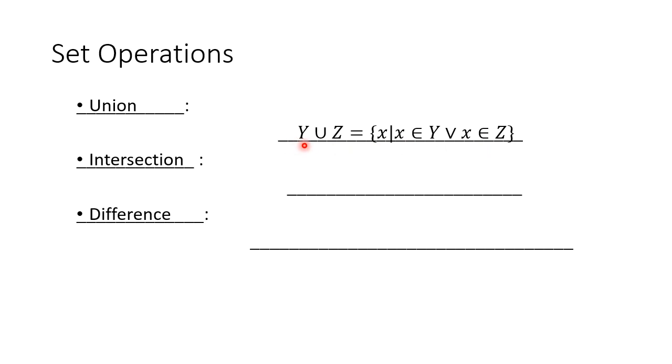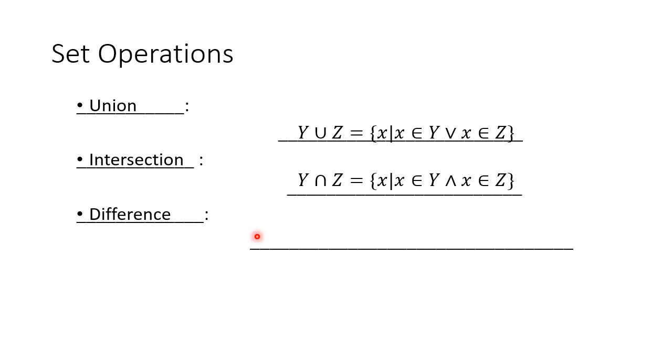So Y, and then the union symbol kind of looks like the set cup thing, Z is equal to x is in Y, we've seen in before, and then the symbol or x in Z, which means either the element x was in Y, or it was in Z, or it was in both sets, Y and Z.